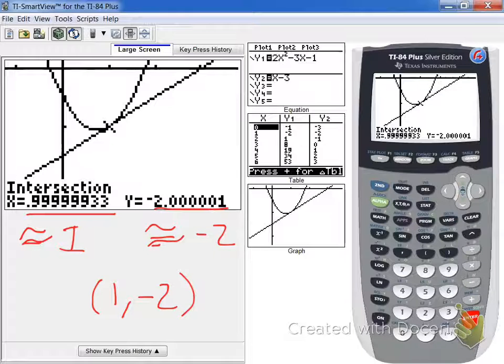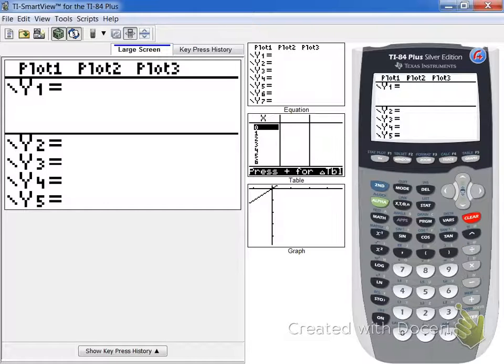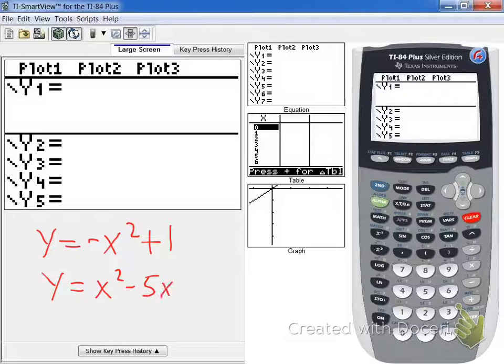Alright, so we're going to do one other demonstration real quick with our TI-84. So let's look. Alright, so I've come back to my original screen and I've cleared out my expressions, and I want to actually write in two more new expressions. So I'm going to write the expressions y is equal to negative x squared plus 1, and y is equal to x squared minus 5x minus 2. Alright, so those are going to be my two new expressions.